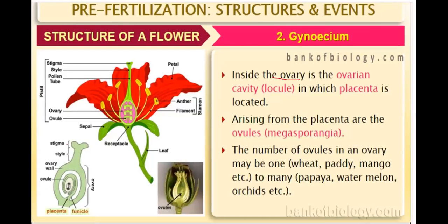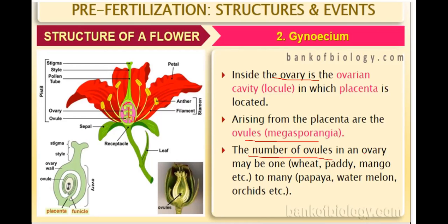Then inside the ovary is the ovarian cavity. This cavity is called ovarian cavity or locule, in which the placenta is located. Arising from the placenta are ovules, that is megasporangium. So these are placenta. From this, some ovules are attached. These ovules are nothing but megasporangium.